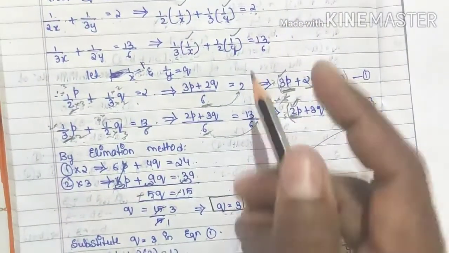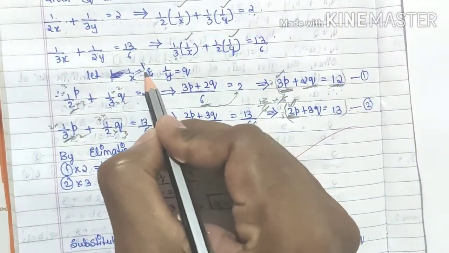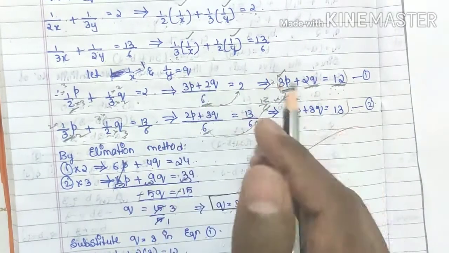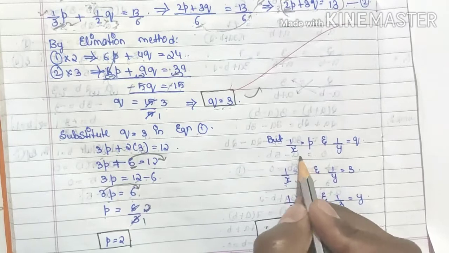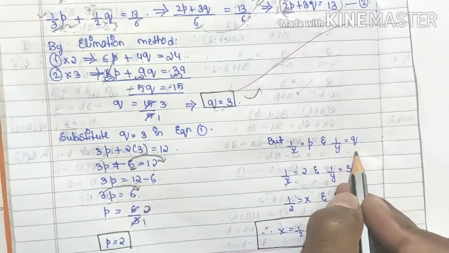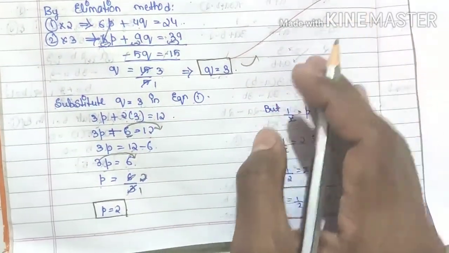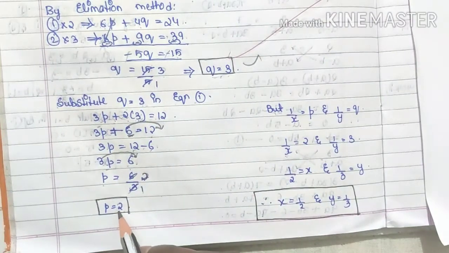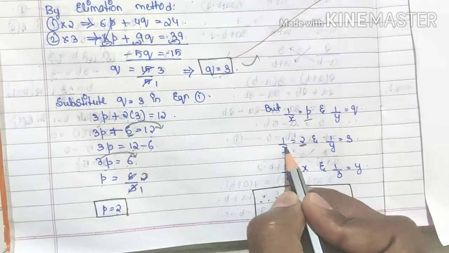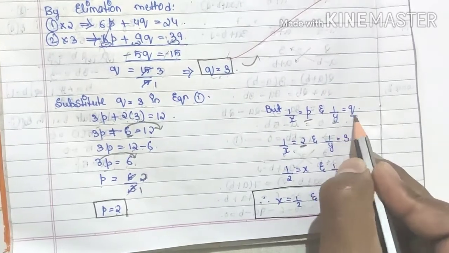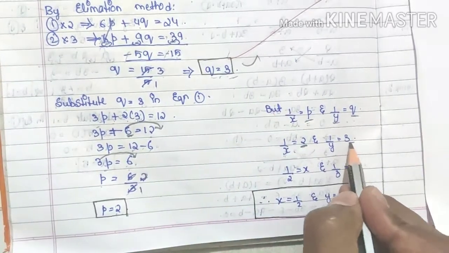The reason is you assumed 1 by x as p and 1 by y as q. So by using them, we know 1 by x is p and 1 by y is q. We only assumed. We will substitute those values. The p value 2 you got. Instead of p, you can write this 2. 1 by x will be same. 1 by y is same. The q value what you got? 3. So 3 you can write.